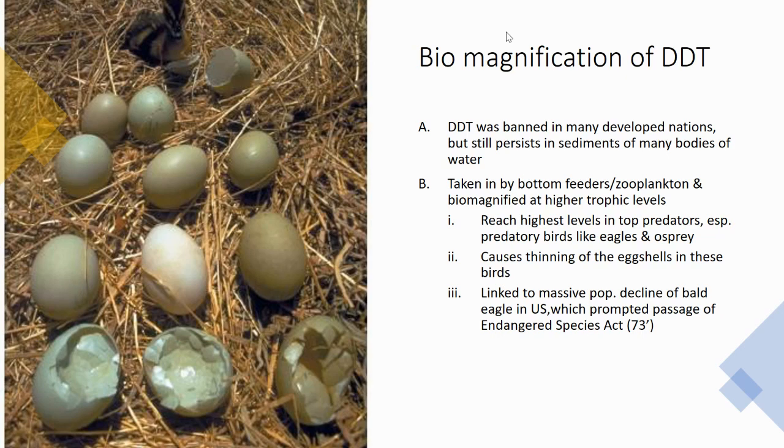It was actually the accumulation and magnification of DDT that led to the bald eagles becoming endangered. What it did was it caused thinning of their eggshells. And so lots of those bald eagles were then unable to produce offspring, leading to a reduction in their population size. But now, since the passage of the Endangered Species Act, the bald eagles are, I believe, no longer endangered.